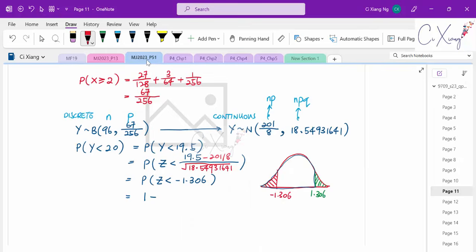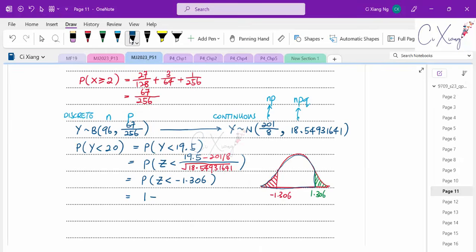So coming back, I have 1 minus 0.9042. From here, if I press the calculator, the answer should be 0.0958. So basically this is how we get the probability by using the normal distribution table.